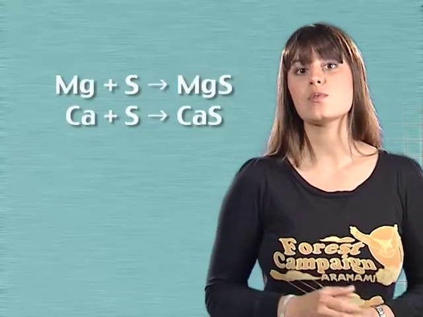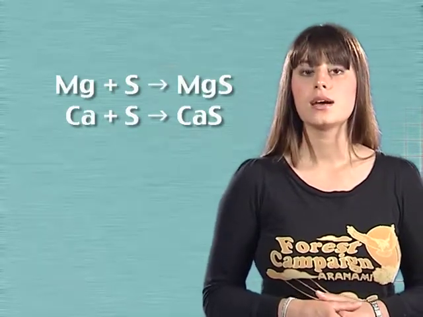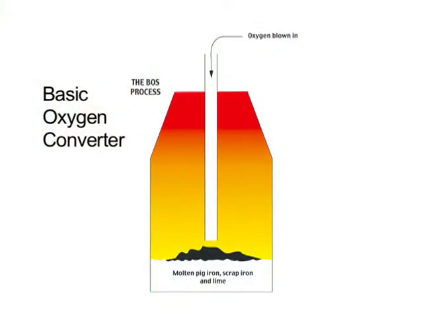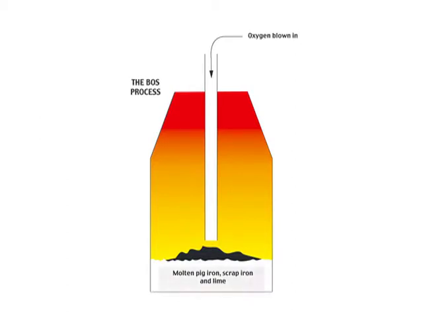Sulfur is removed prior to the BOS process. The impure iron is desulfurized by heating with magnesium or calcium. The sulfides are molten and float to the surface of the iron. This slag can be scraped off the surface. The iron is now transferred to the basic oxygen converter and scrap steel is added. Lime, calcium oxide, or limestone, calcium carbonate are also added. The converter is heated and the iron melted. Preheated oxygen is then blown onto the molten iron.